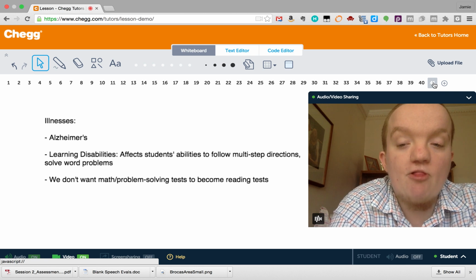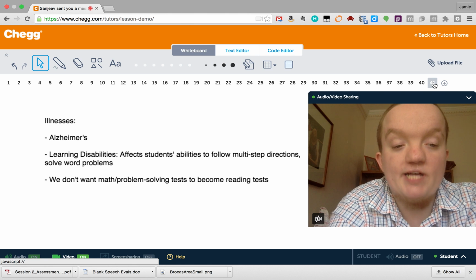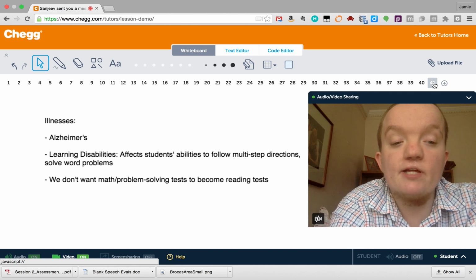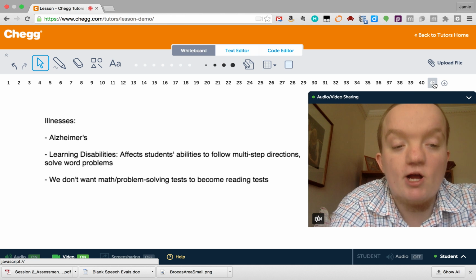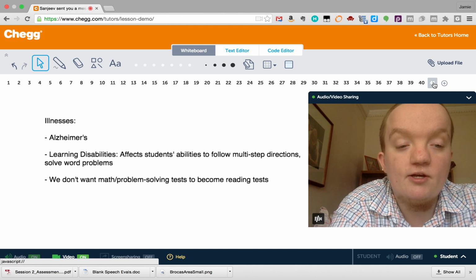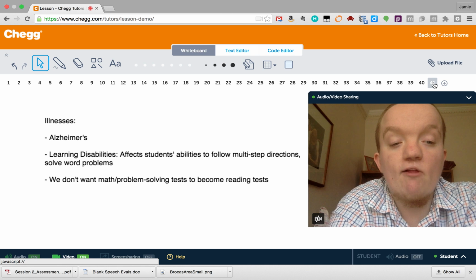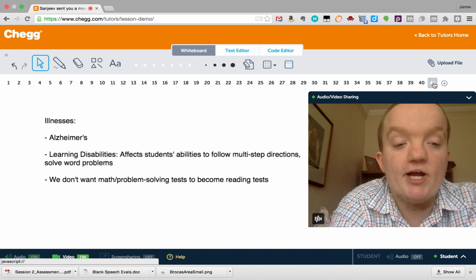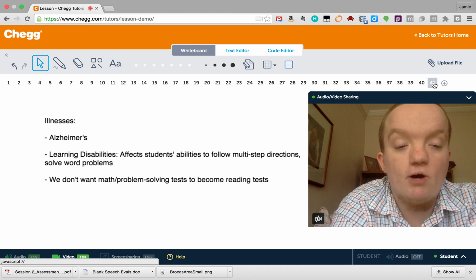We don't want math or problem-solving tests to become reading tests. But for a lot of people with working memory issues, it's not that they can't do the math, it's that they can't process all of that information at once. So working memory is a psychological concept, but it is also a concept that has great bearing on education that we should all know about.